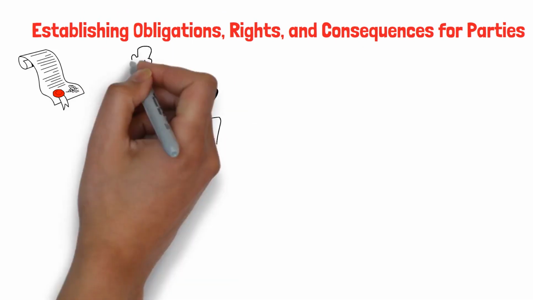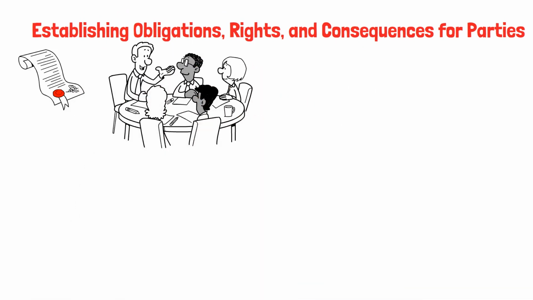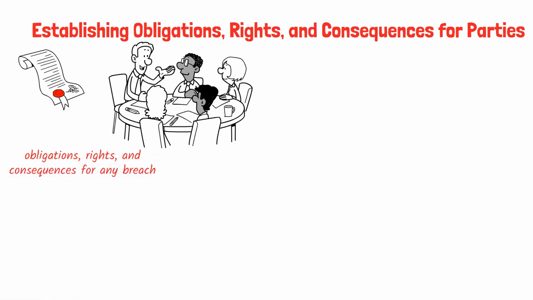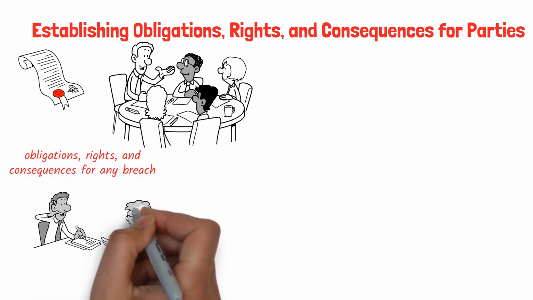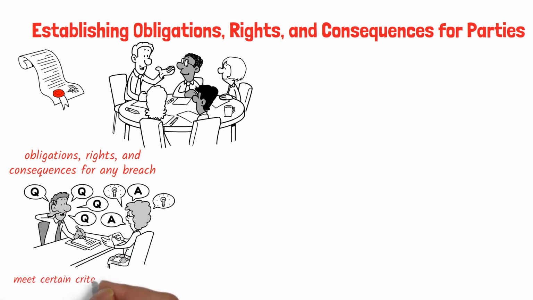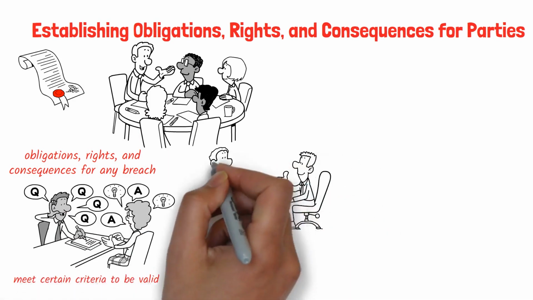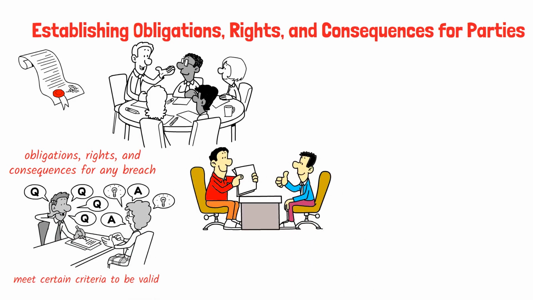It's a legally binding agreement between two or more parties that outlines their obligations, rights, and consequences for any breach. Contracts can be written or verbal, and must meet certain criteria to be valid. It's important to create a contract that is clear and concise, covering all aspects of the agreement between the parties.